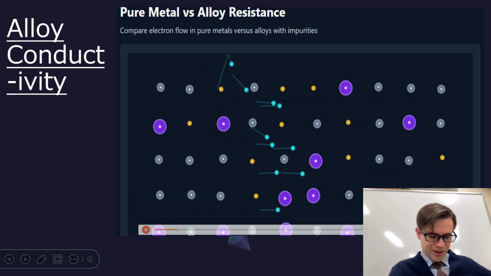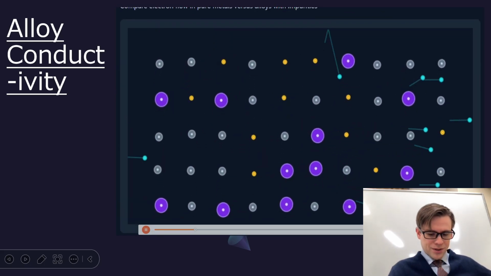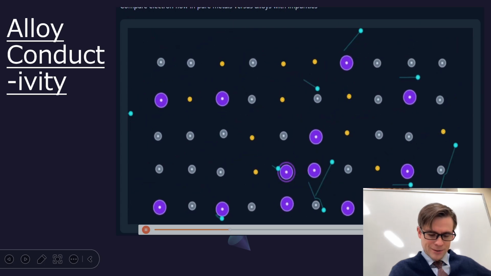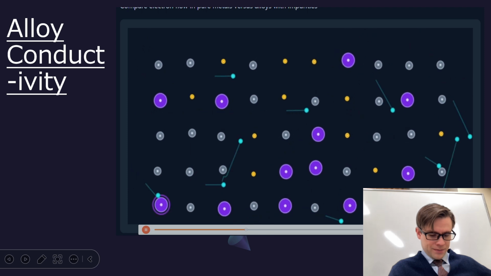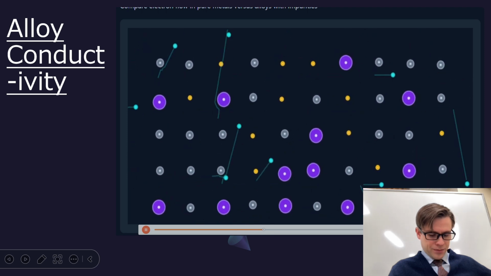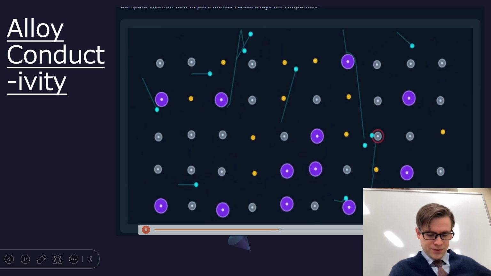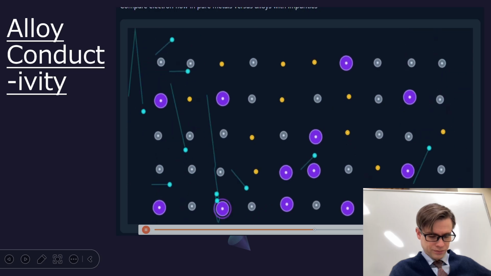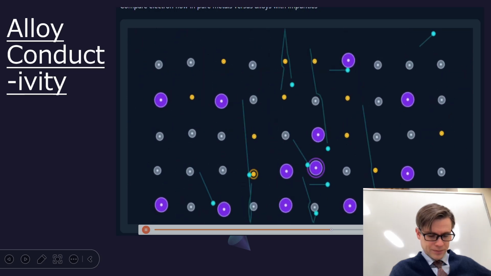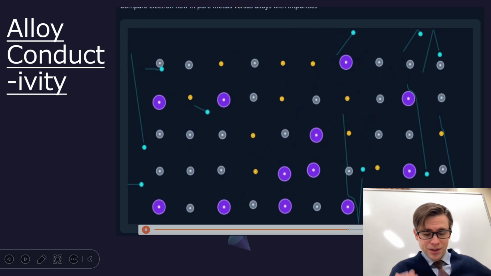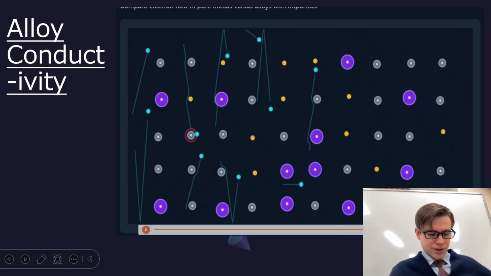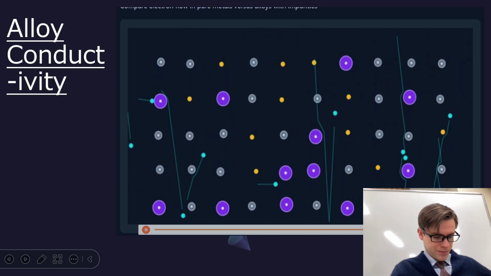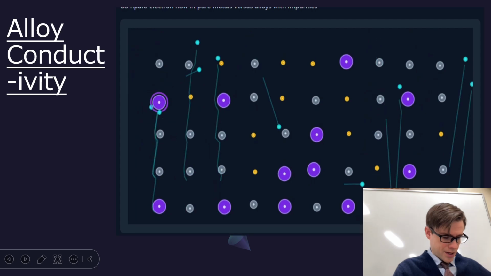So this is impurity content, 30%. But look at these electrons having a pretty high chance to collide with these big fat impurities. It reduces their straight line path and will have collisions that lead to electrical resistance. Okay, so hopefully you see what I mean by this. I think the real effects are even more obvious in real alloys. This is just a little simulation.